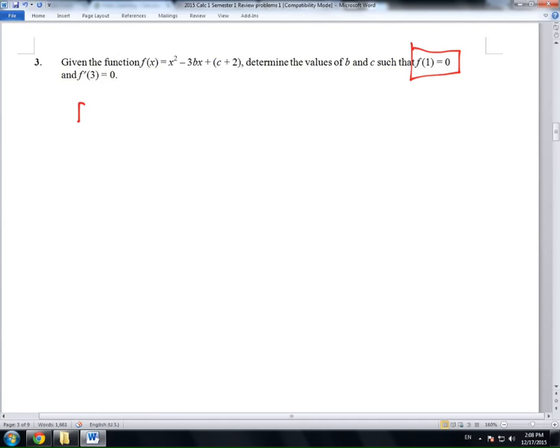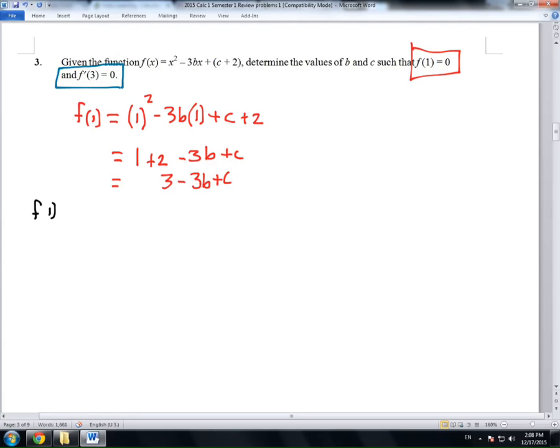I'm going to go off in faith, as it is a faith-based school, and see what happens when I find out what f of 1 is. According to the equation, when x equals 1, I replace x with 1, I end up with an equation that has only b's and c's in it. But the one thing that I do know is that f of 1 is equal to 0. So this is f of 1, 3 minus 3b plus c, and this is f of 1. It's equal to 0. This expression here must be equal to 0.